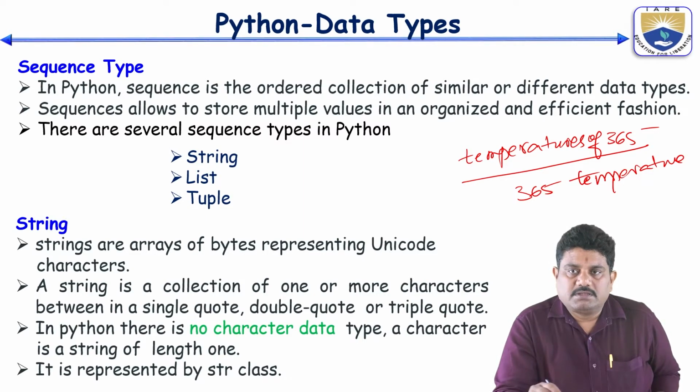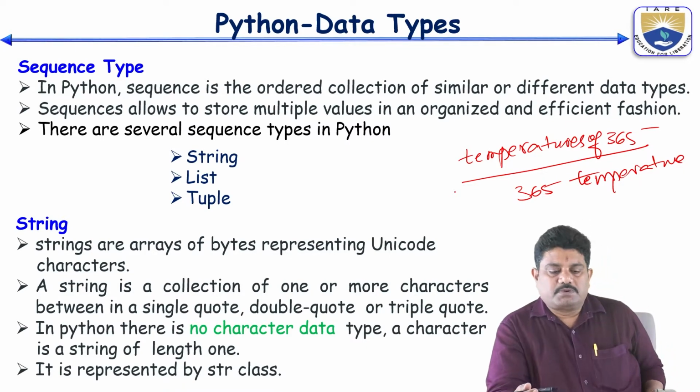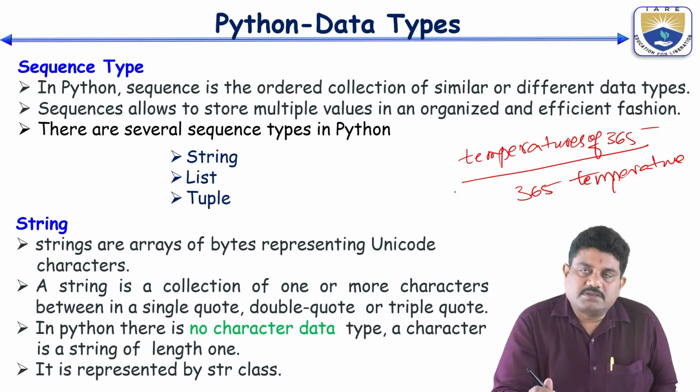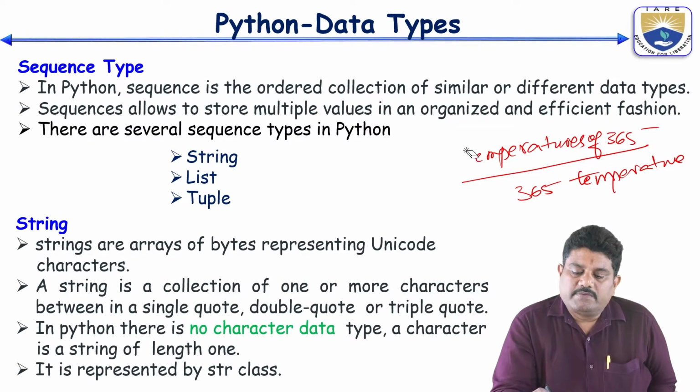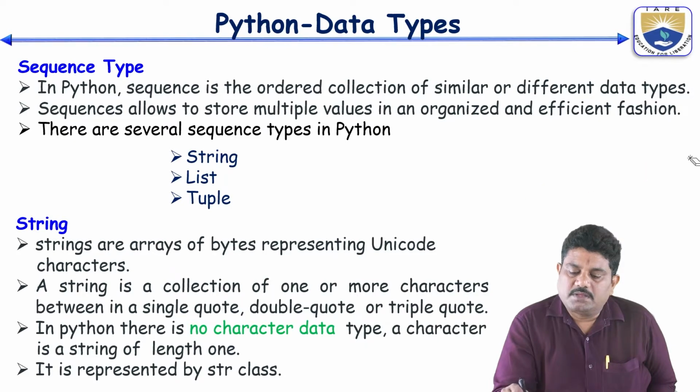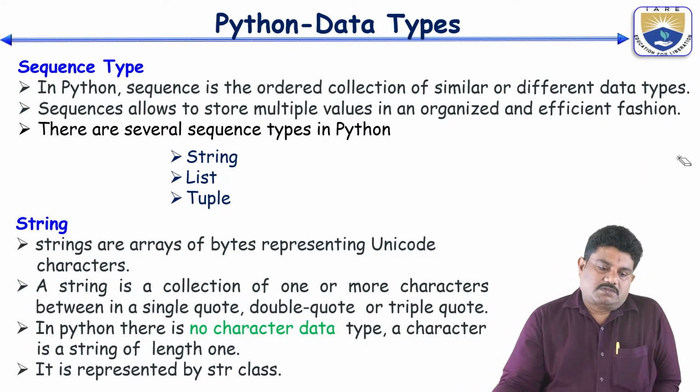Because of that, we have sequence types where we can maintain a list of values under a single name. We can maintain lists, tuples, strings. These are the different types in sequence types. This is the advantage of these sequence types: under a single name, we can maintain multiple values. Okay.